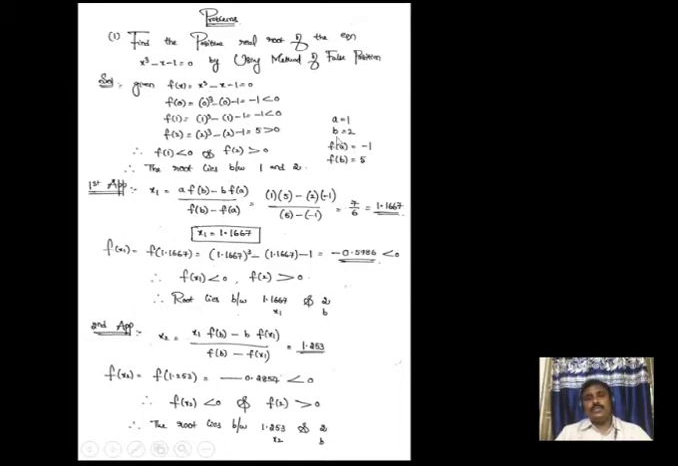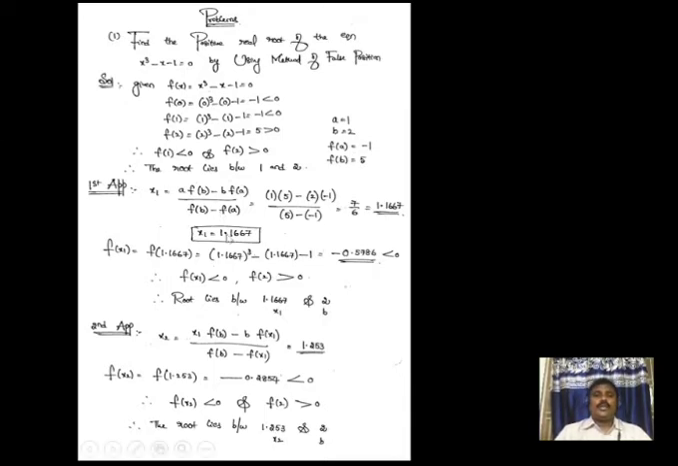Now I have to put these values. In place of a I have to put 1, in place of f of b I have to put 5, b is 2 and f of a is minus 1, by f of b minus f of a, that is 5 minus of minus 1. So I got x1 equal to 1.1667.